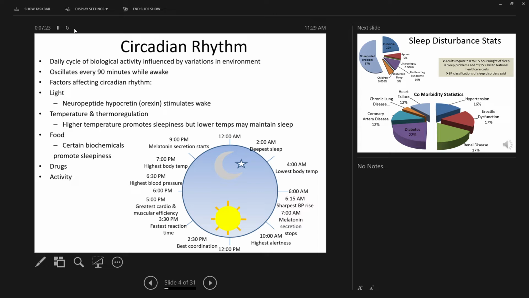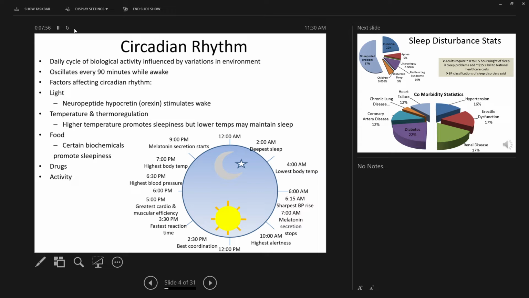About 6:15, this is when people will experience the sharpest blood pressure rise. At about 7 a.m., melatonin secretion begins to stop. Now, melatonin is very important for initiating sleep or that feeling of sleepiness. So this is when most people begin to wake up naturally. At 10 a.m. is when people will experience their highest alertness. You guys have probably noticed that you're probably most productive in regards to work around this period of time.